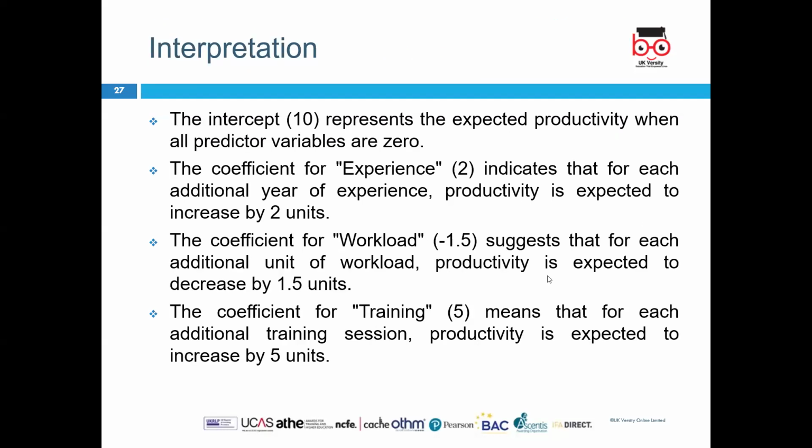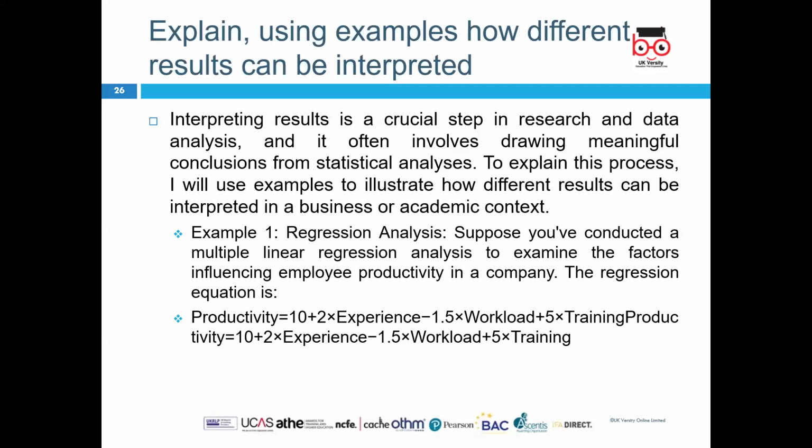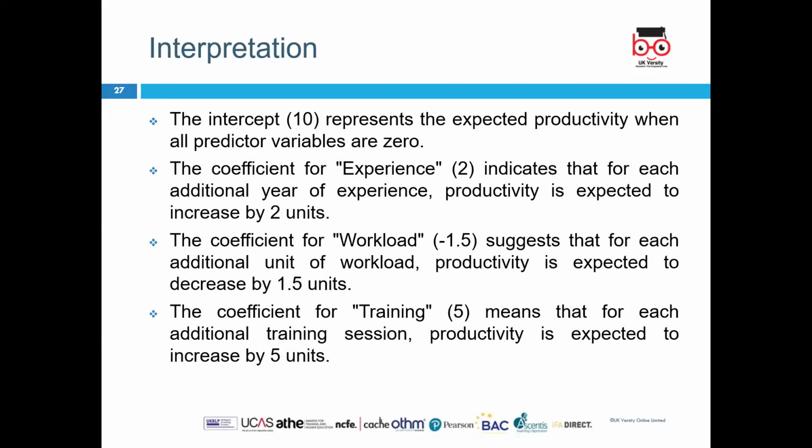Now, the coefficient for experience indicates that for each additional year of experience, productivity is expected to increase by 2 units. The coefficient for workload, which is minus 1.5, suggests that for each additional unit of workload, productivity is expected to decrease by 1.5 units. And the coefficient of training means that for each additional training session, productivity is expected to increase by 5 units.